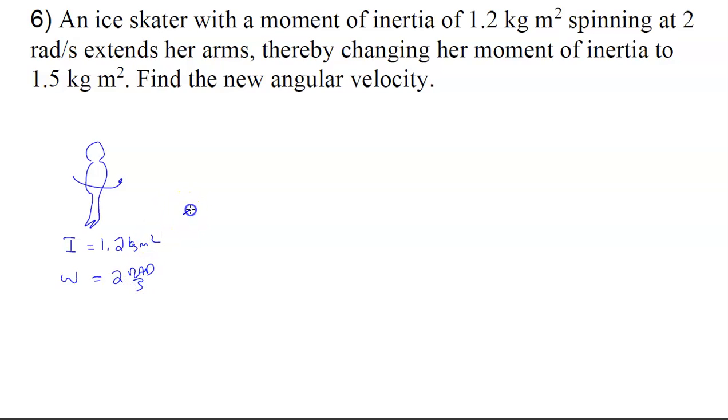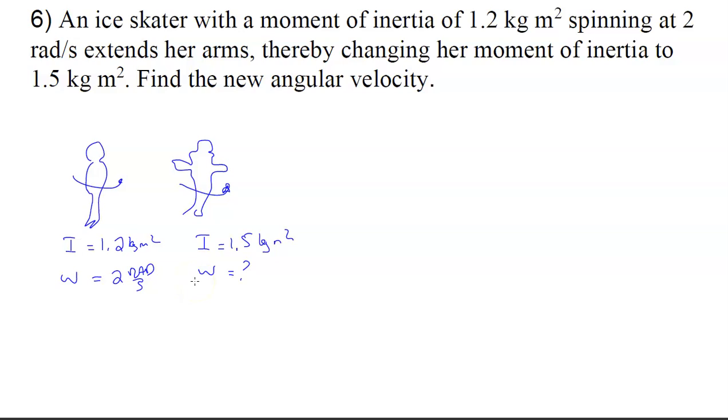And then she's going to put her arms out. Ooh boy, I don't know why that was hard to draw, but whatever. And that is going to raise her moment of inertia. The farther the mass gets away from the center, the more moment of inertia there is, and it makes it harder to turn. So she's going to slow down here.